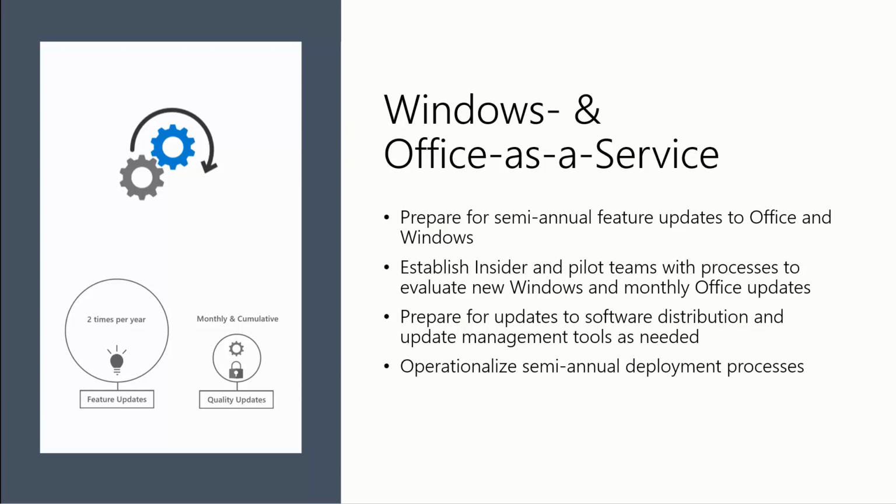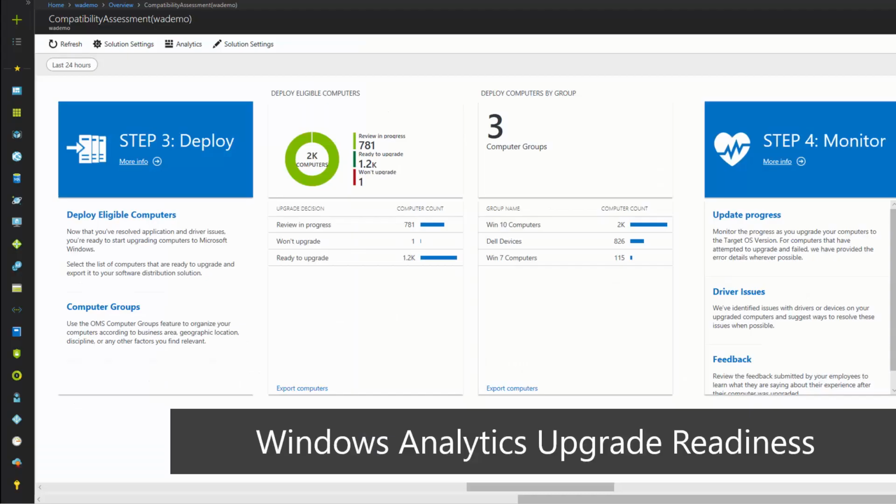A couple of things to prepare for: semi-annual feature updates for Office and Windows, making sure that you have Insider and pilot teams already sought out, that you're using that as part of your servicing, and that you're preparing for updates with the tools that you're going to be using, whether that is Config Manager or policies like Windows Update for Business type policies that you're going to manage either through Group Policy or through Intune. And then that you can operationalize this so it's part of just the standard semi-annual update process.